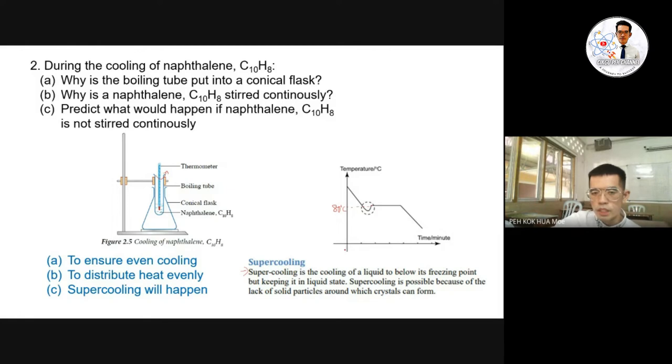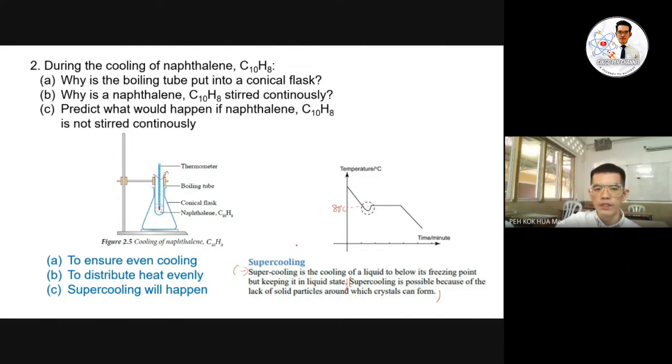So that means that if you do not stir the Napoleon, the temperature of the liquid will be lower than the freezing point. Okay, and at freezing point, suppose the Napoleon already changed to the solid, but it is still in the liquid state. So this condition we know as supercooling. Why can supercooling occur? Here it is mentioned that supercooling is possible because of the lack of solid particles around which crystals can form.